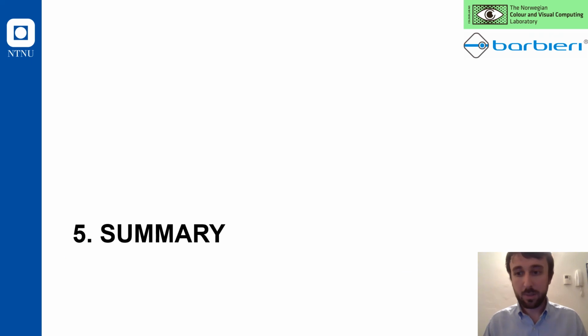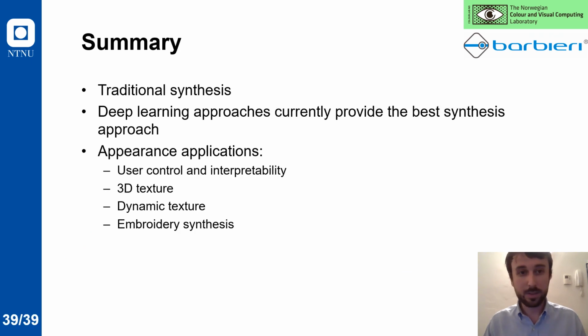So just to summarize what we have discussed in this presentation, we have presented various traditional texture synthesis methods, which can be divided in parametric and non-parametric. Then we showed how deep learning approaches currently provide the best synthesis results, in particular generative adversarial networks. And finally, we have seen various applications of texture synthesis, from user control to 3D texture synthesis to dynamic texture to embroidery synthesis.